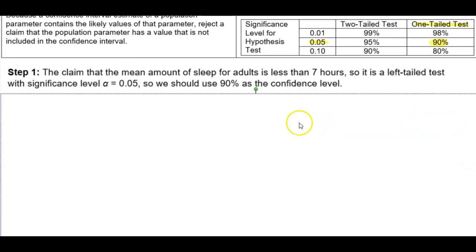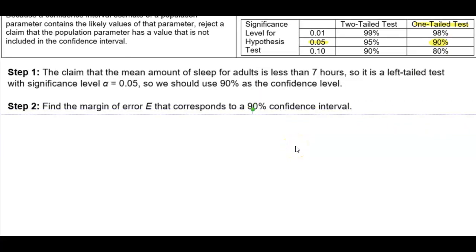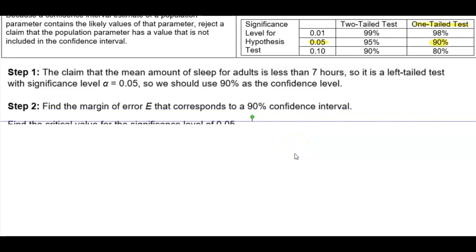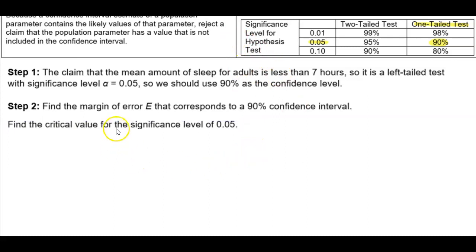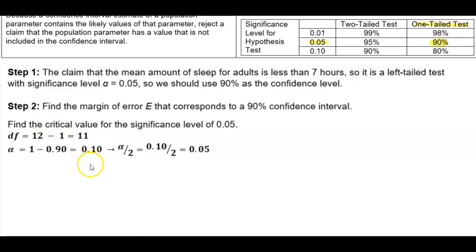So the next thing we want to do now is to find the margin of error that corresponds to the 90% confidence interval. So we want to first find the critical value for the significance level of 0.05. So we first need to take our degrees of freedom, which is 12 minus 1, which gives us 11. And then we're going to take 1 and subtract 0.90, which gives us 0.10. And then alpha divided by 2 is equal to 0.10 divided by 2, which is equal to 0.05.